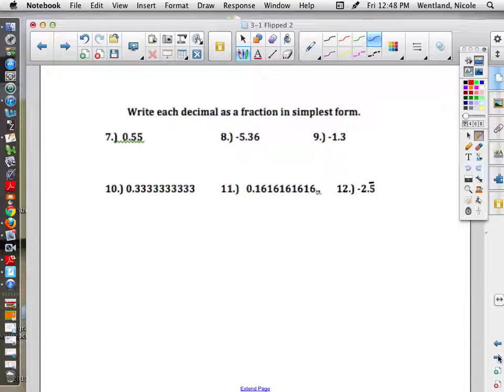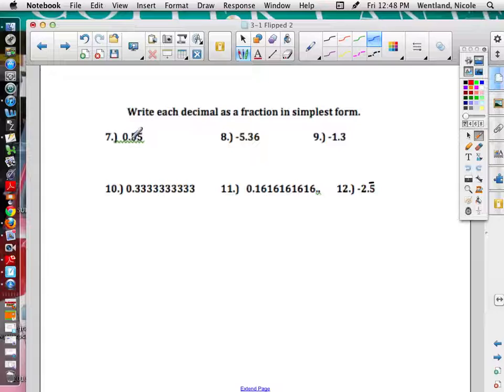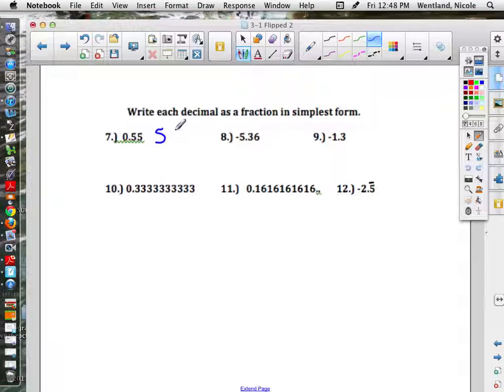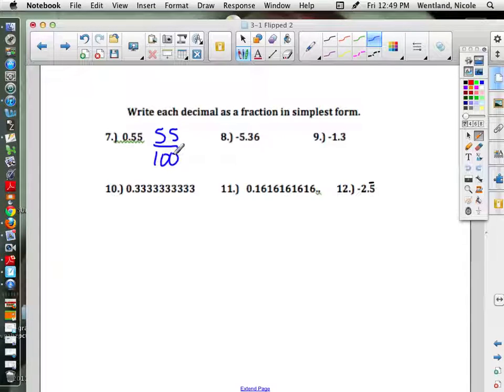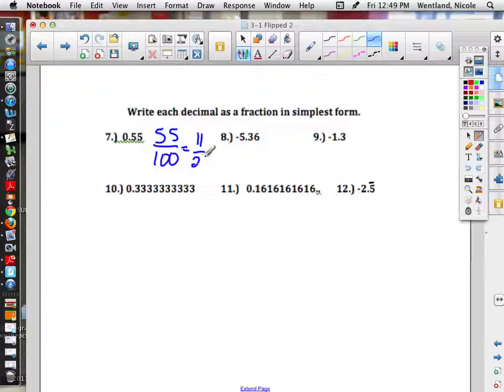When it comes to writing each decimal as a fraction in simplest form, you use its place value. So in this case, this is 55 hundredths, so my fraction would be 55/100. And then I simplify. 55/100 is 11/20. Their greatest common factor is 5.